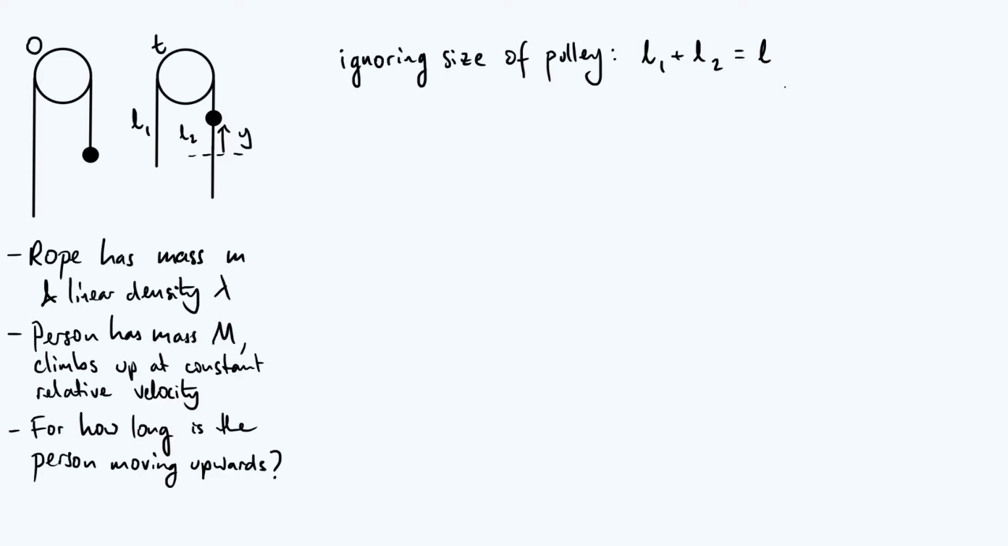So now let's try to come up with some equations of motion that will describe how our system evolves with time. The way to come up with equations of motion is to apply Newton's second law.